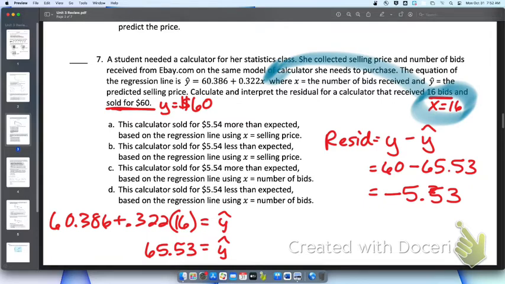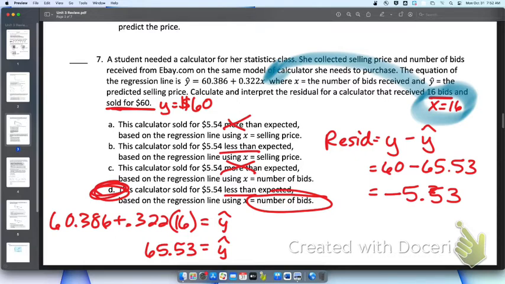Why is this residual negative? The actual value is lower than the predicted value. So did this calculator sell for more than predicted or less than predicted? Less than predicted. So this calculator sold for 5.54 more? No. Less? Yes. Now let's see the difference between B and C or B and D. The calculator sold for 5.54 less than expected based on the regression line using X, which is what? The number of bids. Make sure you are careful about those details, okay?